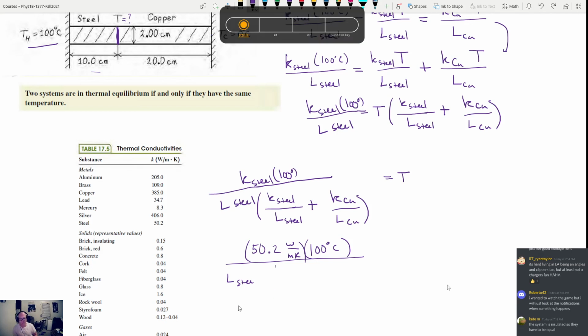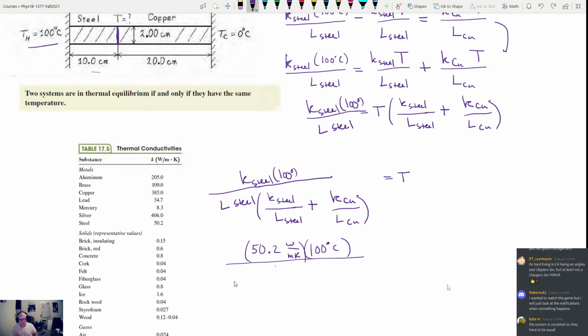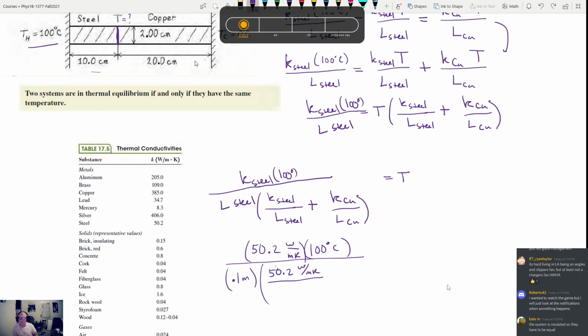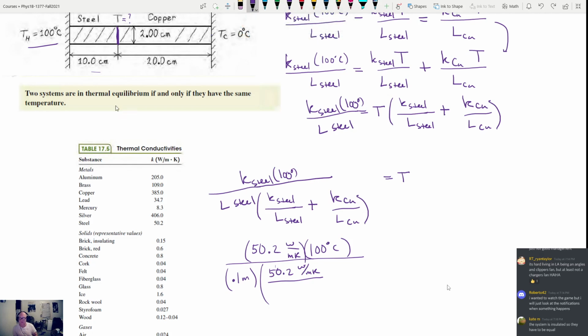Oh, what am I doing? I'm plugging numbers in now, I'm an idiot. Length of the steel was 10 centimeters, so this is 0.1. Times K steel, we said was 50.2, divided by L steel, which is 0.1, sorry.